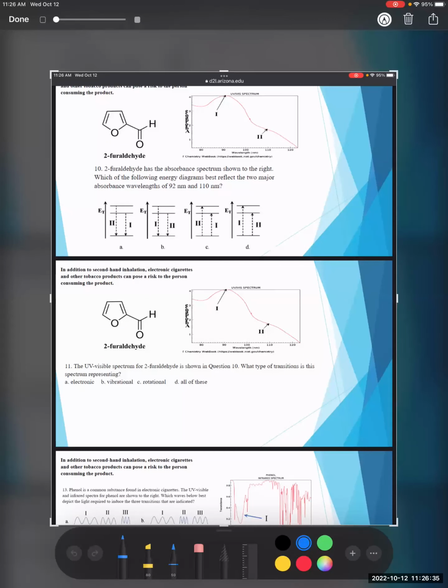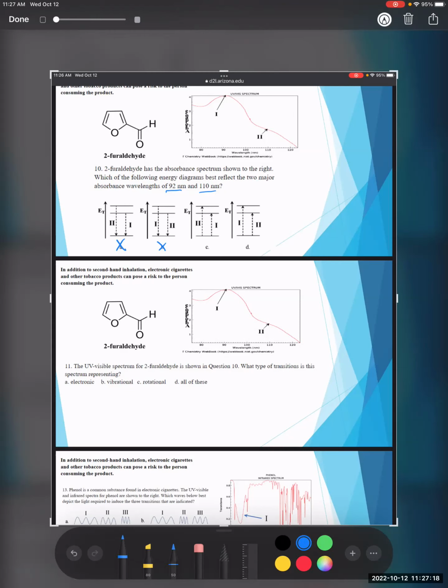Now in this question you are told that 2-furaldehyde has the absorption spectrum shown to the right. And then which of the following energy diagrams best reflect the two major absorbance wavelengths of 92 and 110? First of all, these are absorption spectra. In absorption spectra, you're going from the ground state to high energy levels. For that reason, I'm going to eliminate options A and B, because A and B show that we are going from a high energy level to a low energy level, which is characteristic of emission, not absorption. And then we are between option C and D now.